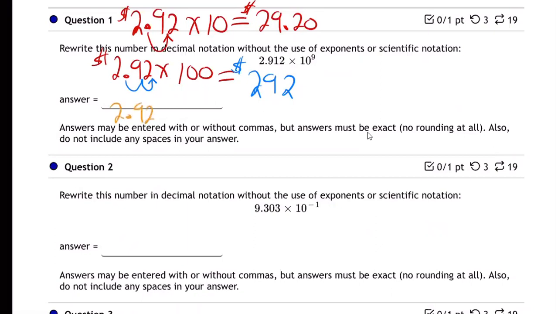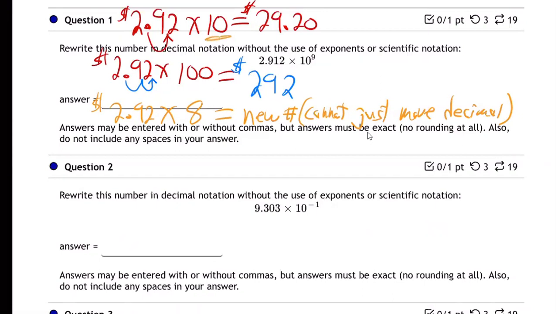If I was to take $2.92 and instead of multiplying by 10, I was to multiply by like 8, say there were only 8 girls who wanted ice cream, that's going to be a new number completely. In other words, you cannot just move the decimal, right? I don't know what it would be. It would be whatever, 20 something. But you can't just move the decimal. But if you multiply by 10 or 100, in those cases, you can just move the decimal, can't you?